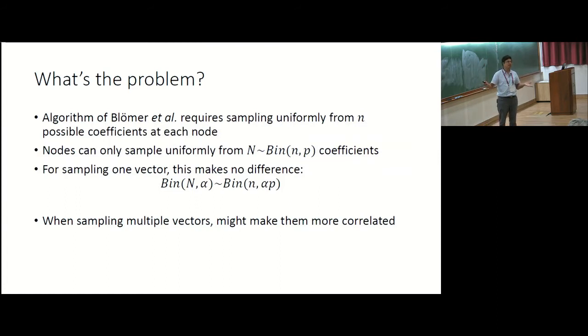So we can't simply use their results with no change. So that's the point. Nodes can only sample from the packets they have received, which are binomial with these coefficients. If we were just sampling one vector, this makes no difference. If we are subsampling a binomial, it's as if we are sampling a binomial from all n with a different sampling probability. But as soon as you are sampling multiple vectors, they become correlated and you're not in the same setting.